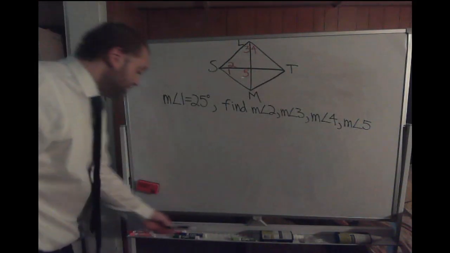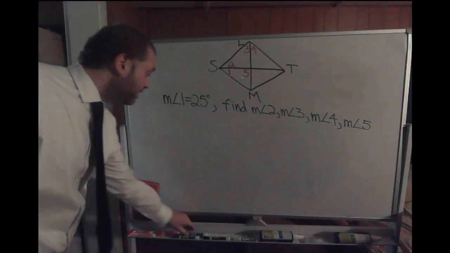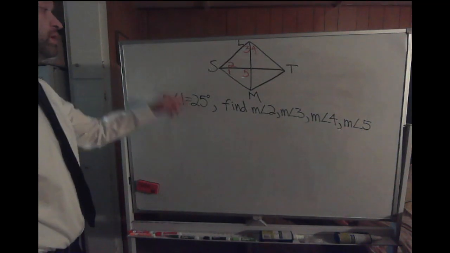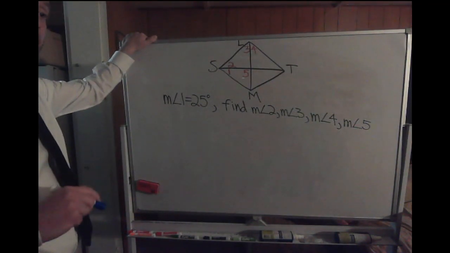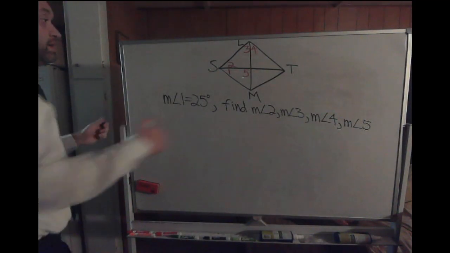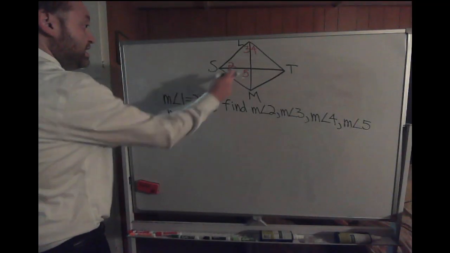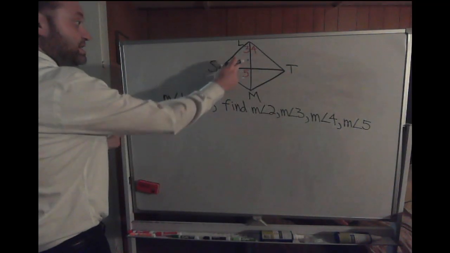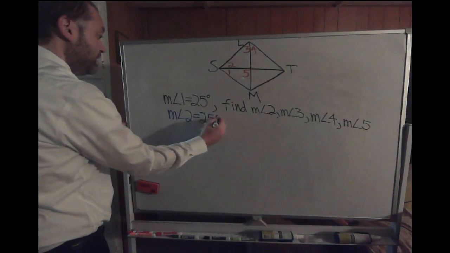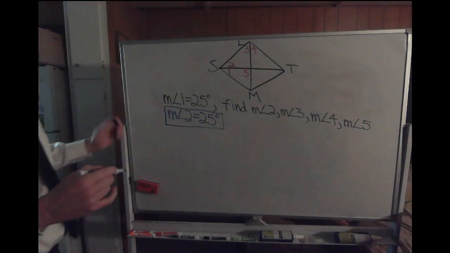Alright, so let's start here. We got the measure of angle 1 is equal to 25 degrees, right? Well, we know one thing, that the diagonals of a rhombus bisect the angles of a rhombus, right? So angle 2 would actually also be 25 degrees, because if angle 1 and 2 are bisected angles of angle S, then that means they're congruent. So the measure of angle 2 is also going to equal 25 degrees. That was a piece of cake, right?